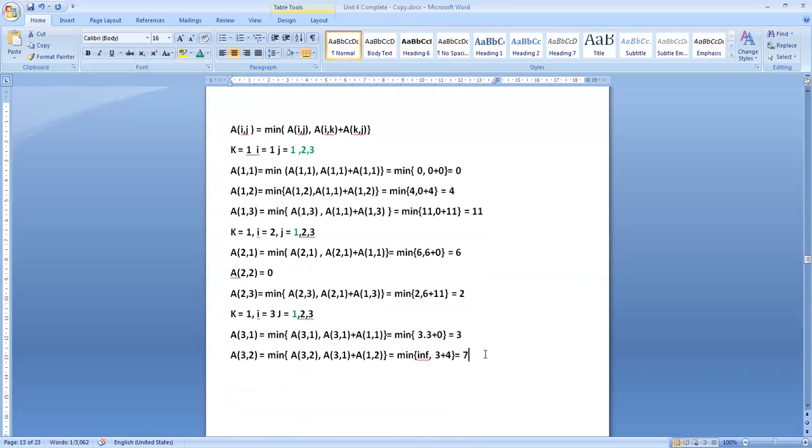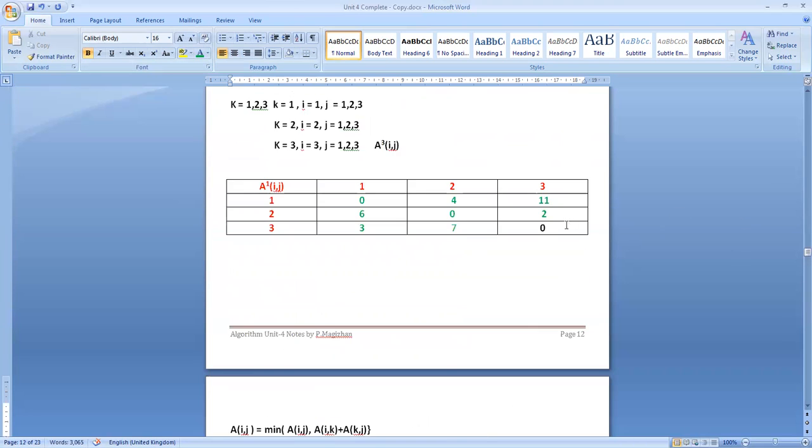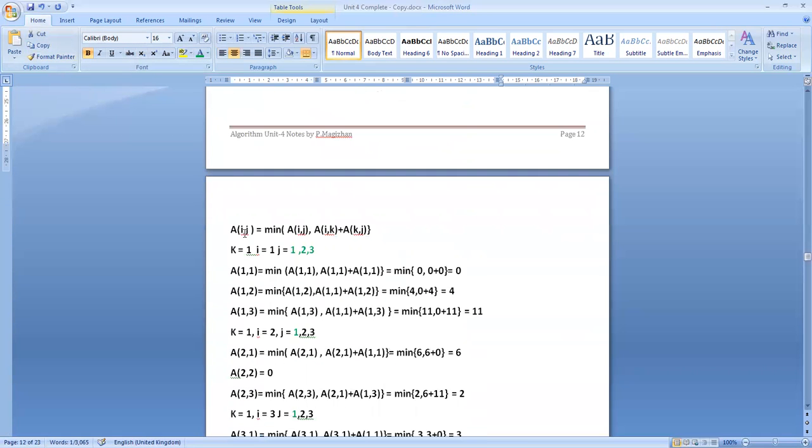Then it becomes a of 3 comma 3. You know that it is 0 only. So this is also found out. So with k is equal to 1, everything has been found out.